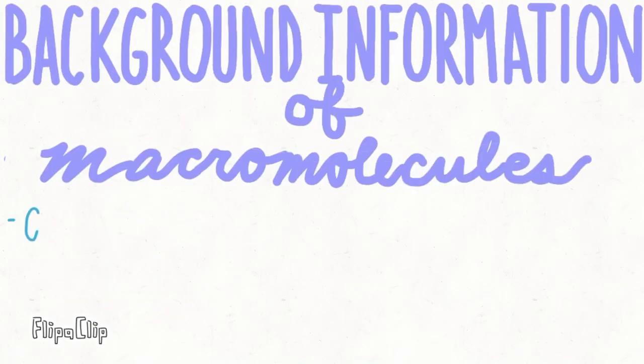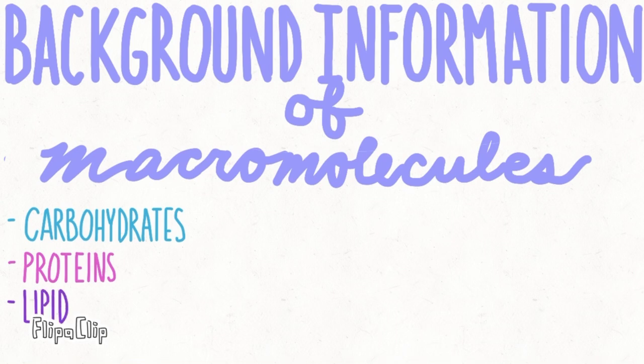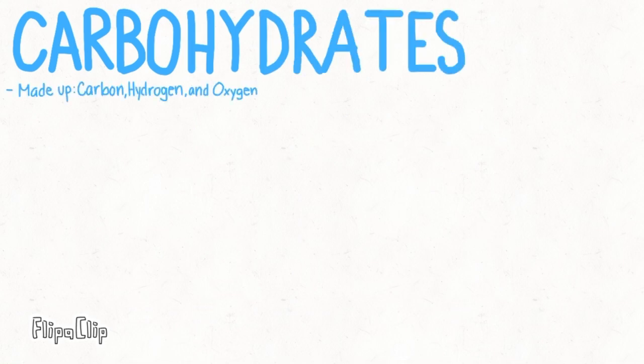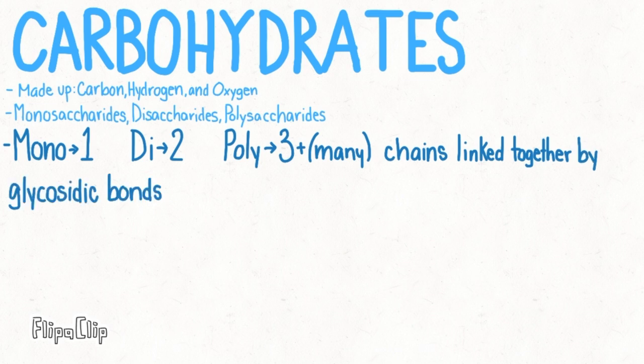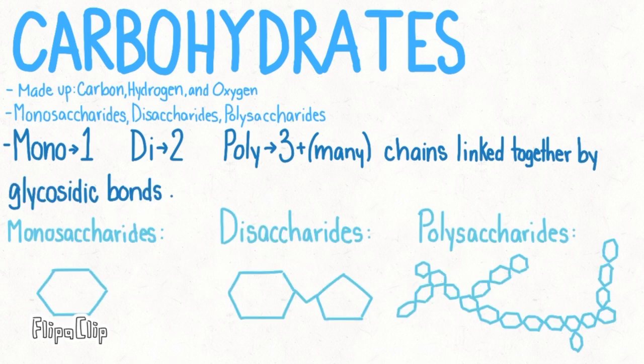Background information on macromolecules. This consists of carbohydrates, proteins, lipids, and nucleic acids. First up is carbohydrates, which are made of carbon, hydrogen, and oxygen and have three classifications of monosaccharides, disaccharides, and polysaccharides. Mono means one, di means two, and poly means three or more chains linked together by glycosidic bonds. These are the structures of the basic building blocks.